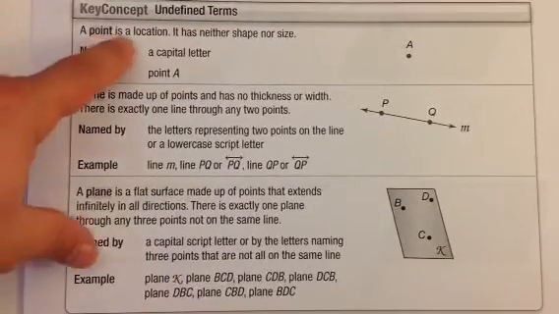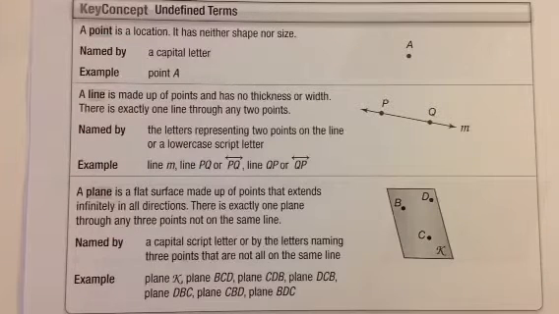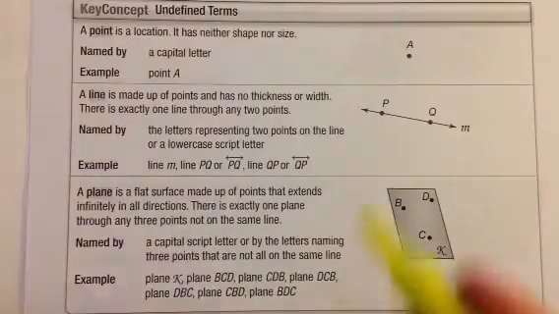A point is a location. It has neither shape nor size. You will see that it says that it is represented by a dot in your notes, and then you'll have a column where it says name at the top. This is what I want you to write down where it says name.